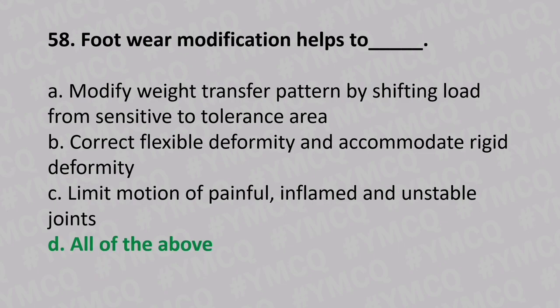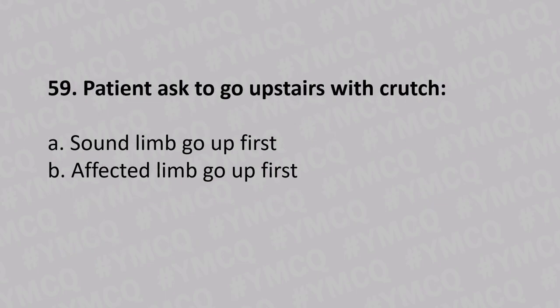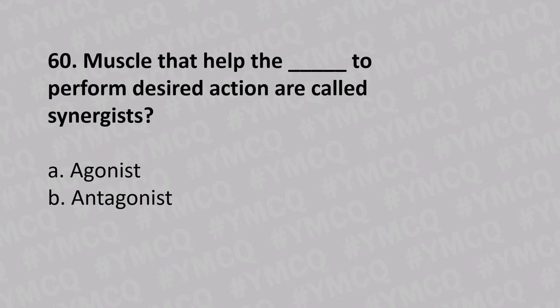Moving to our 59th question. Patient is asked to go upstairs with crutches. Option A, sound limb goes up first. Option B, affected limb goes up first. And the answer is option A, sound limb goes up first. Moving to our 60th question. Muscles that help the prime mover to perform the desired action are called synergists. Option A, agonist. Option B, antagonist. And the answer is option A, agonist.